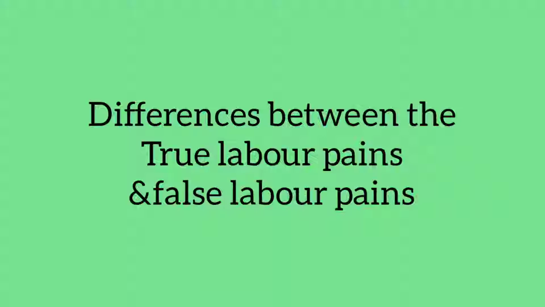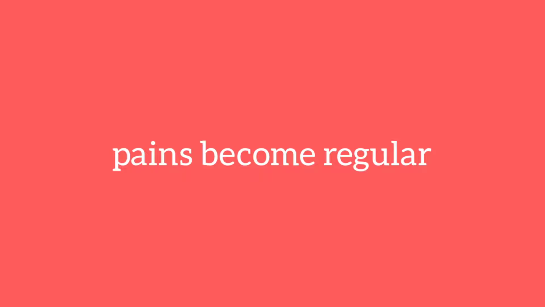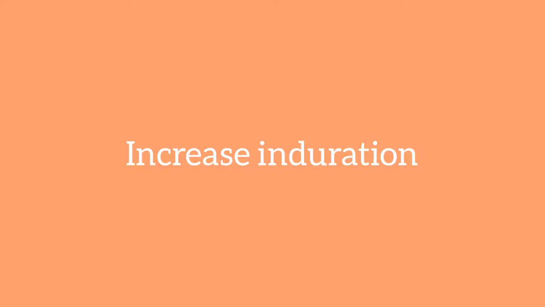Today we are going to see the differences between true labor pains and false labor pains. In true labor pains, the pains begin irregularly but become regular and predictable. Next, felt first in the lower back and sweeps around to the abdomen. Next, continuous no matter what the woman's level of activity, increases in duration, frequency, and intensity.